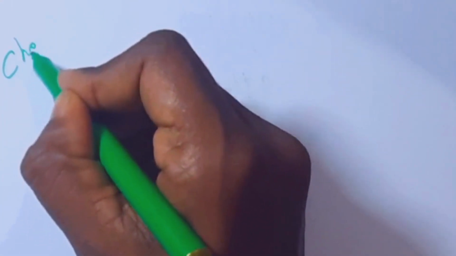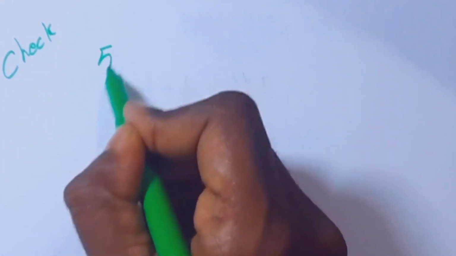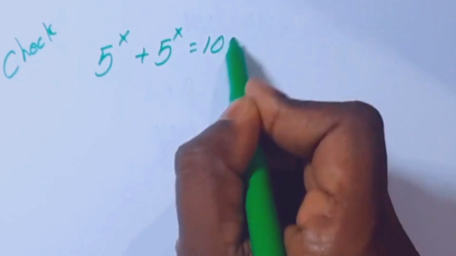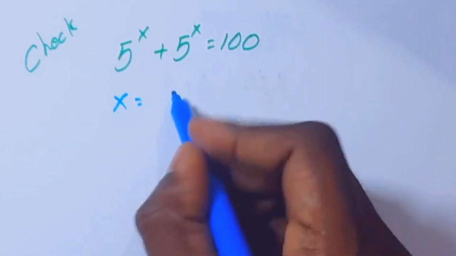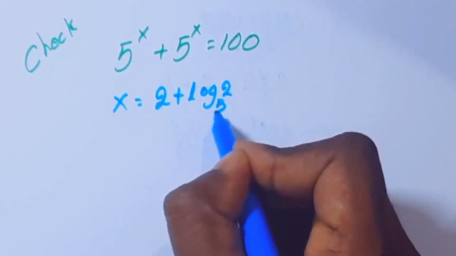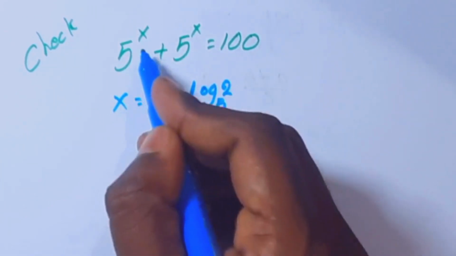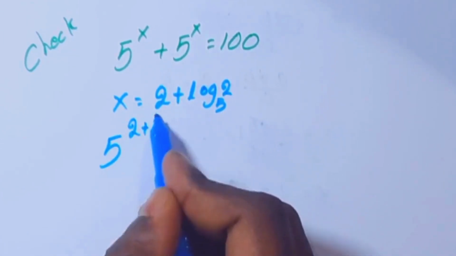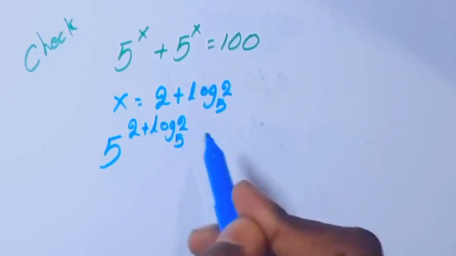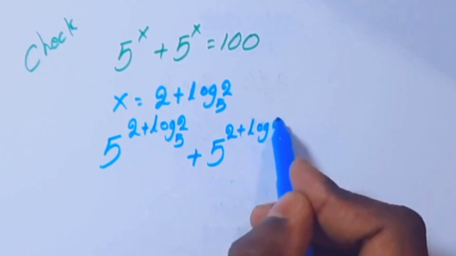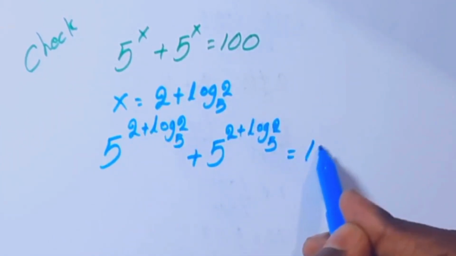Now we are going to verify this. Check: 5 power x plus 5 power x equal to 100. x equal to 2 plus log 2 base 5. Now we are applying this x in this equation. Now 5 power 2 plus log 2 base 5 plus 5 power 2 plus log 2 base 5 equal to 100.